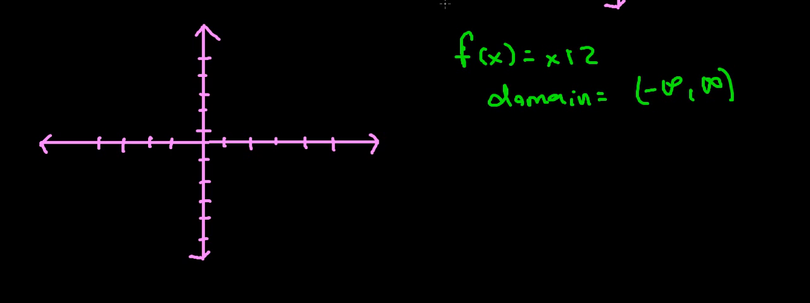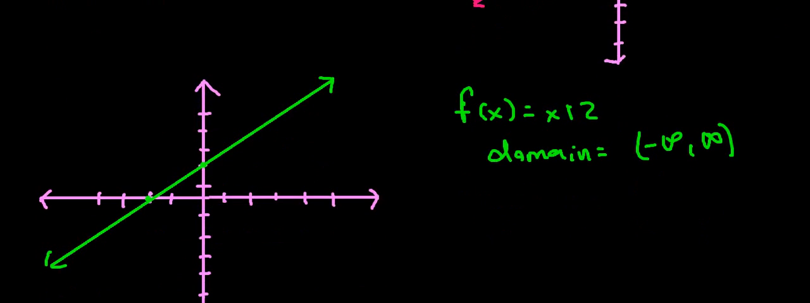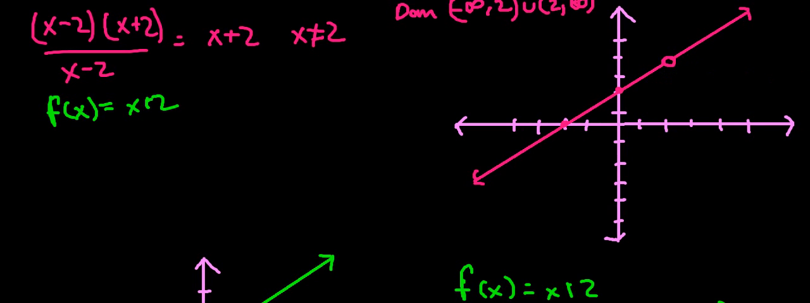And it's going to look exactly the same as the other one. We can use our intercepts, or we can just start plugging in points. I like using intercepts. So when x is equal to 0, y is equal to 2, and when y is equal to 0, x is equal to minus 2. And that's the graph of that. And it looks almost exactly like this one, except the only difference is that there is a hole at 2, and here there is not.